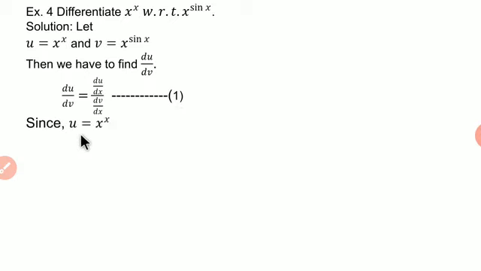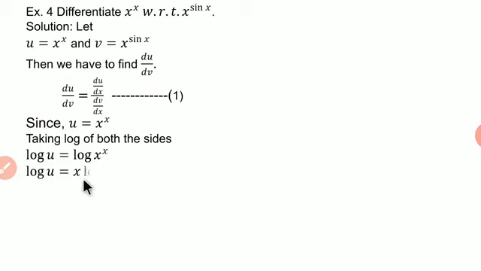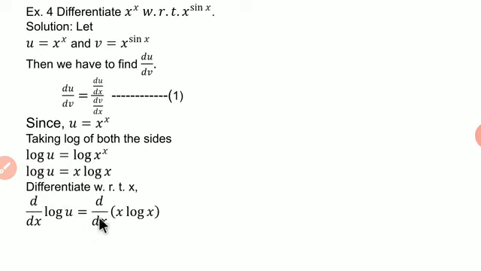Now since u is equal to x raised to x, taking log of both the sides, we get log u is equal to log of x raised to x, which means log u is equal to x log x. Now we can easily differentiate this. So differentiate with respect to x. We get d by dx of log u is equal to d by dx of x log x.